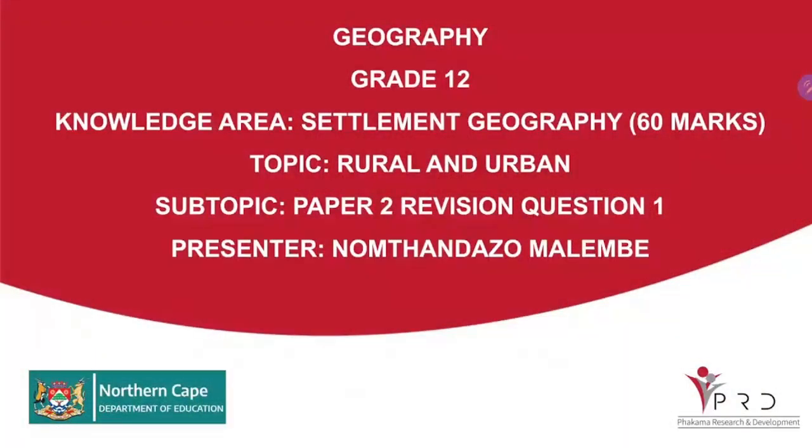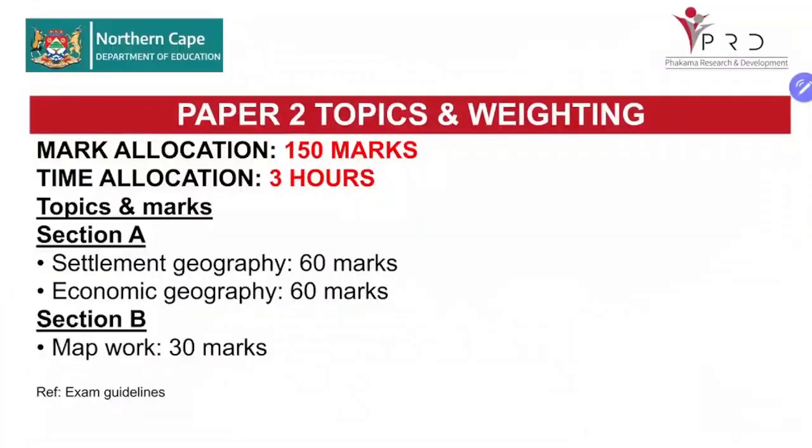So in today's topic, we're going to focus on paper 2. We will be doing question 1. Remember, question 1 is settlement geography. Then we're going to go through the paper 2 topics as well as the weightings. So remember, your paper is out of 150 and the duration is 3 hours.